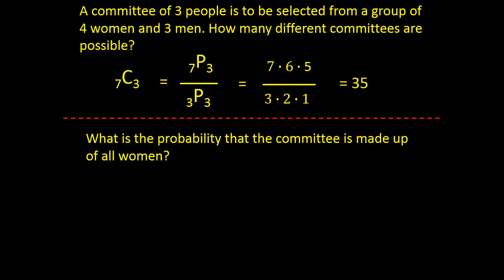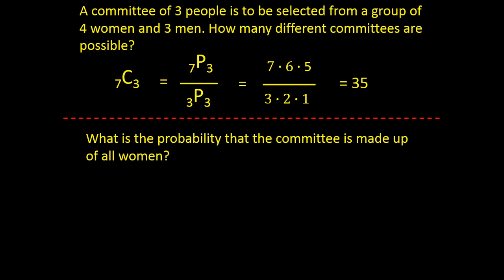What's the probability that the committee is made up of all women? So now we're back to probability. We need to think about the total in the sample space, which would be the total number of committees we can make. That's the 35, and that's our denominator. The numerator is the total number of committees that have all women on them.